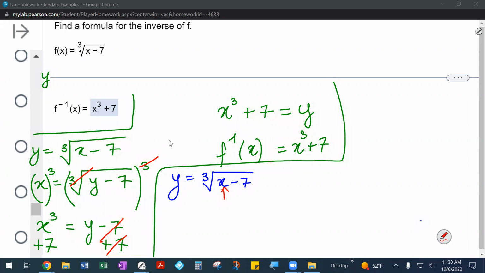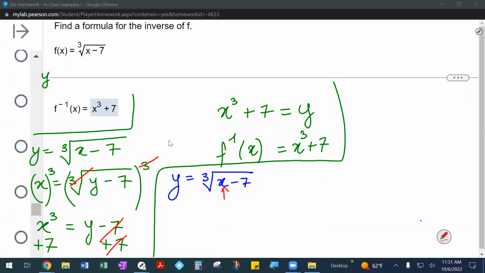Cube root? It's inside the cube root symbol, right? The x minus 7. So you treat it like you would parentheses actually. So you are actually going to subtract the 7 from the x value first, and then do the cube root. So that order is really important.